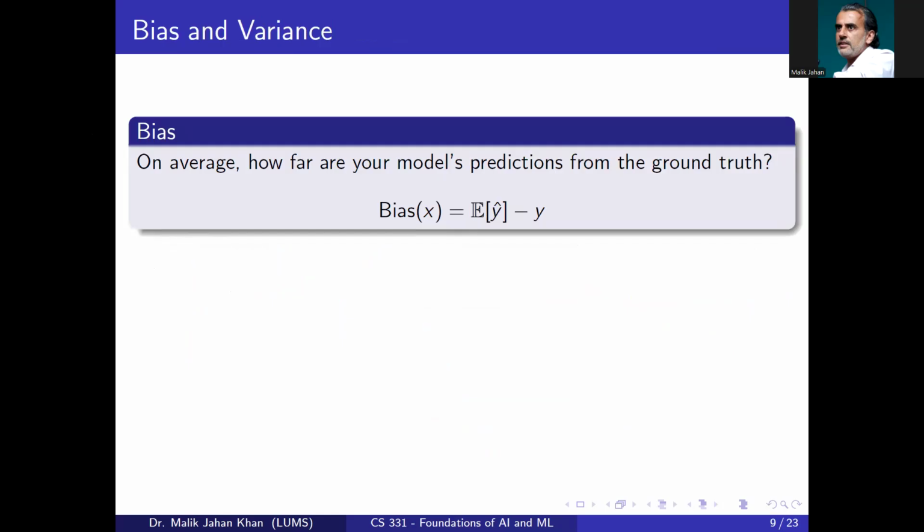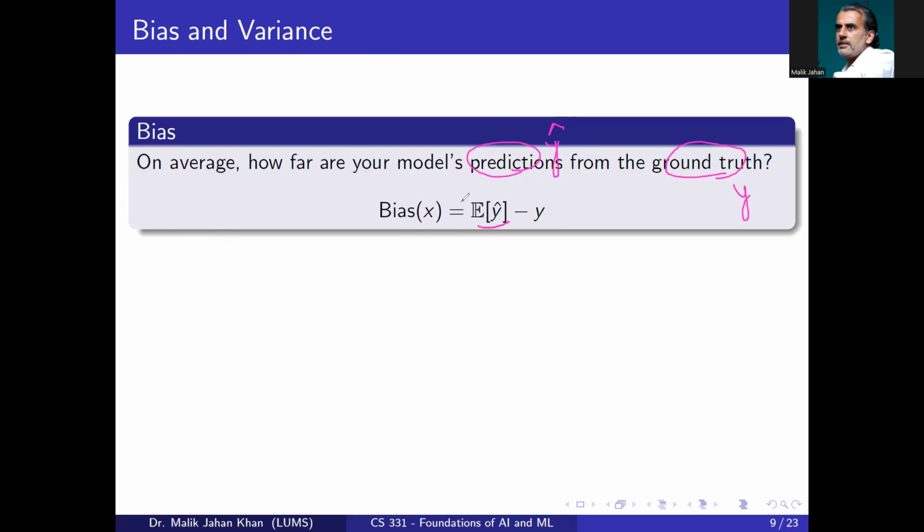Okay, now using our fundamental statistical definitions, we are going to define two more terms from the model's perspective. One is bias, the other one is variance of the model. So bias is: on average, how far are your model's predictions from the ground truth? When we say ground truth, we mean the actual output, the actual y. And when we say predictions, we mean y hat. So when we compute the bias, that's how far your model predictions are from the ground truth.